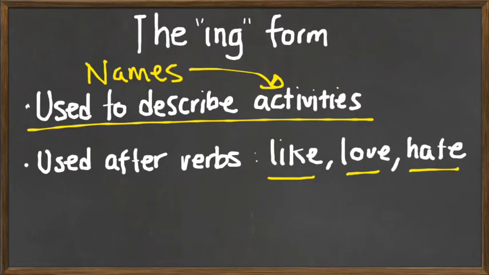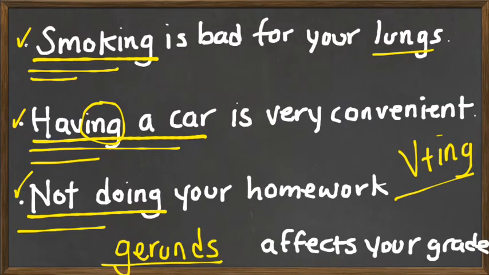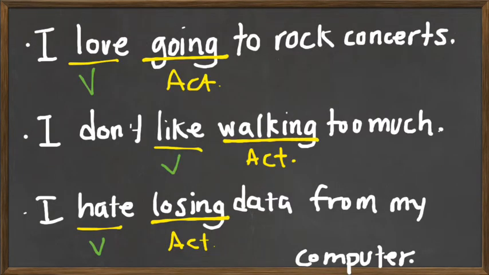The ing form are names of activities. There's also like a description. I don't like that word very much, but name would be the better one. Also, we have to know and remember that we use them after certain verbs such as like, love, and hate. Examples: smoking is bad, having a car is very convenient, not doing your homework gives you bad results. After the verbs we just mentioned, which are love, like, and hate, I love going, I don't like walking, I hate losing.